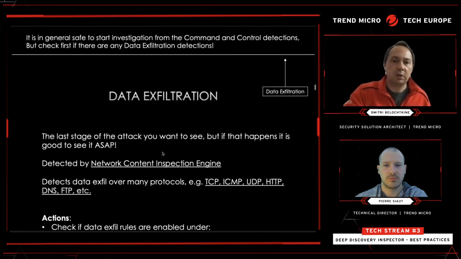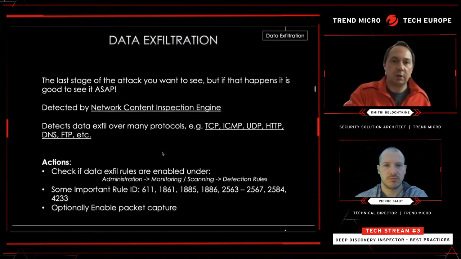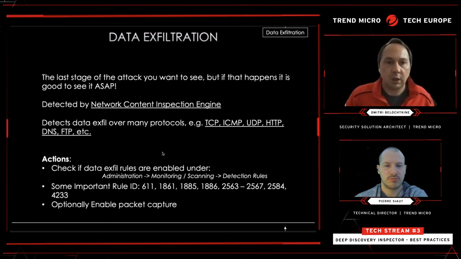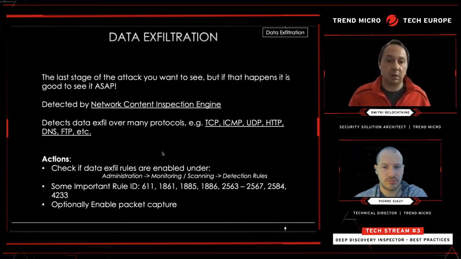So command and control, so data exfiltration, right? It's the last stage of attack. We can detect data exfiltration through different protocols. Some of them you see here, and it's done by the network content inspection engine. It's driven by rules, and some important rules you see here.